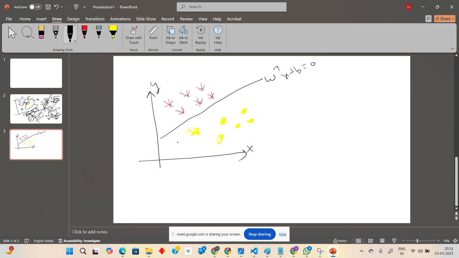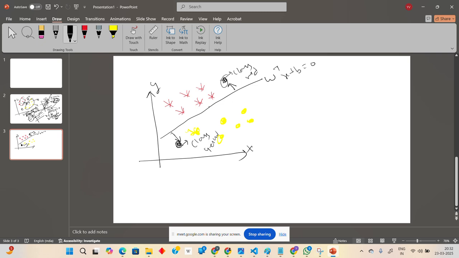If there is any future point, let me say this is a future point. If it comes here, under this line, then it belongs to class yellow. If my future point is above this line, then this point belongs to class red. Is this clear? If I can form a hyperplane that separates the two classes correctly, it will help me in future: if there is any point I want to predict, I can easily find out which class it belongs to.